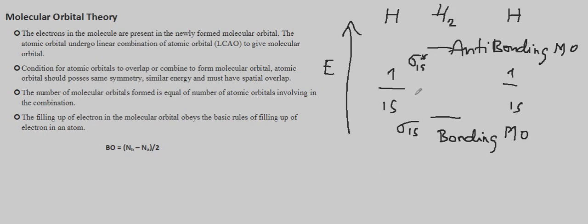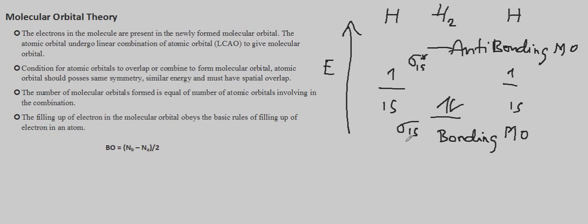Now totally there are two electrons in the hydrogen molecule. So we are going to fill up the electrons, starting from the lower energy level and going to the higher energy level. So let's see, 1 and 2. We have filled up the electrons and we have constructed the molecular orbital diagram for hydrogen.